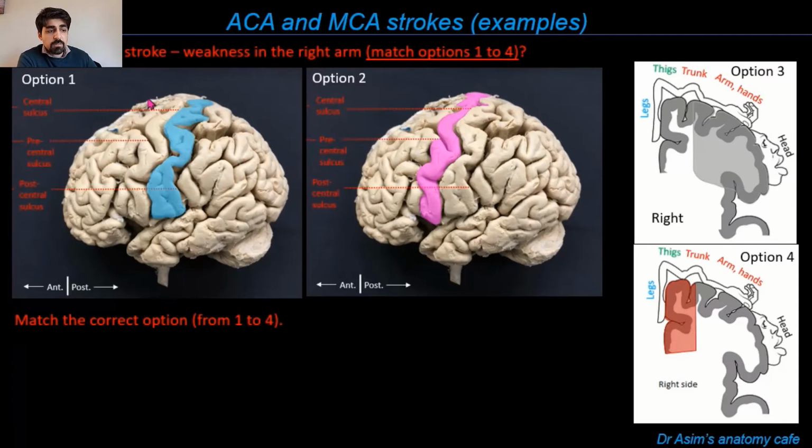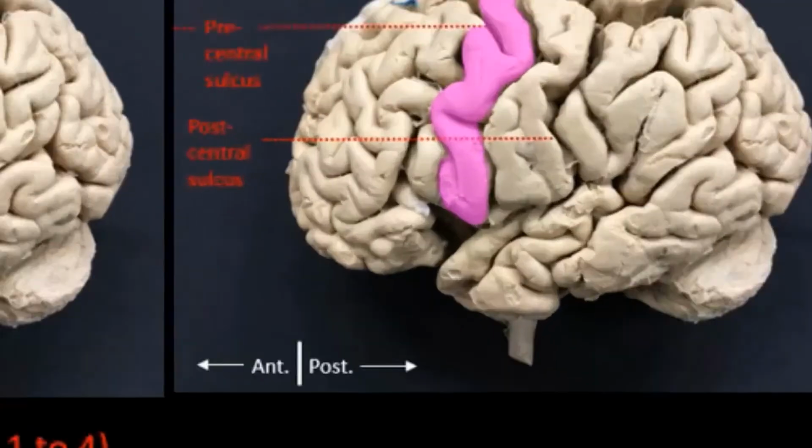Option 1 and 2 basically represent the superolateral surfaces of the left cerebral hemispheres, so you're looking at the left half of the brain over here, whereas option 3 and option 4 are the coronal slices which have been taken through the right cerebral hemisphere. So these are the right halves of the brain shown over here. Now what do you think, which option would be correct?